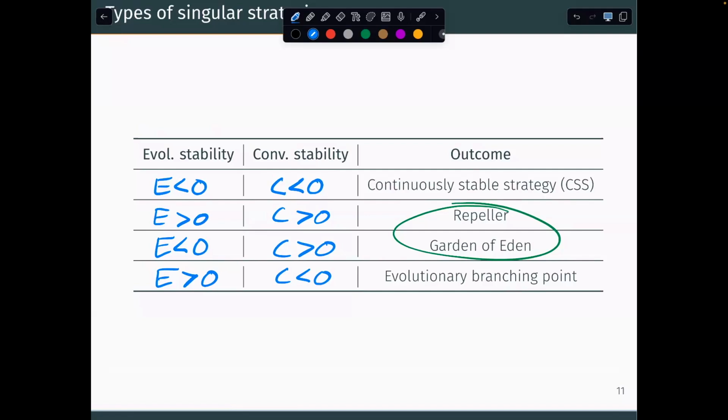This is where things get really weird, but biologically plausible. So it's evolutionarily unstable. So does that mean it's like a mountain or a valley? Valley, right? So everything around it has higher fitness. However, if you start near it, you converge to it.